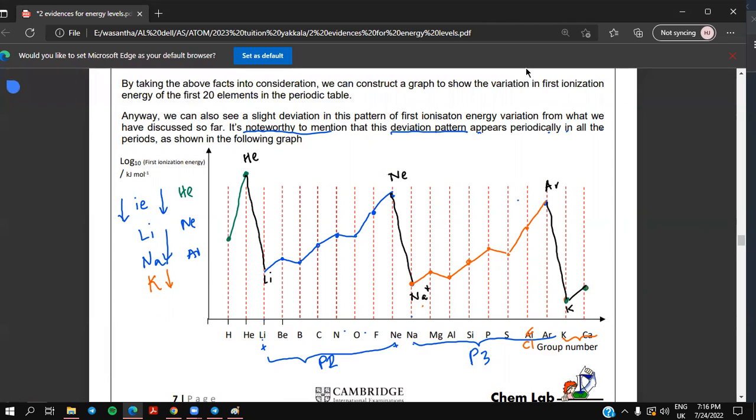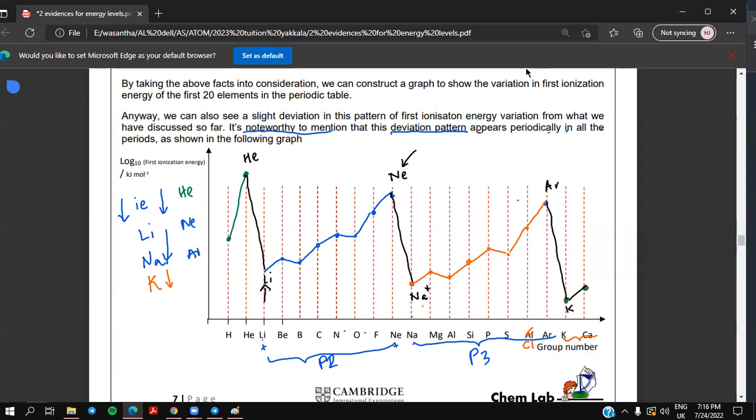Always remember, in a single period, the lowermost energy level is observed for the first group, and the highest first ionization energy will be seen for group 8. Again, you start at a very low value, go to the peak, again come down to a very low value, and likewise this pattern repeats.